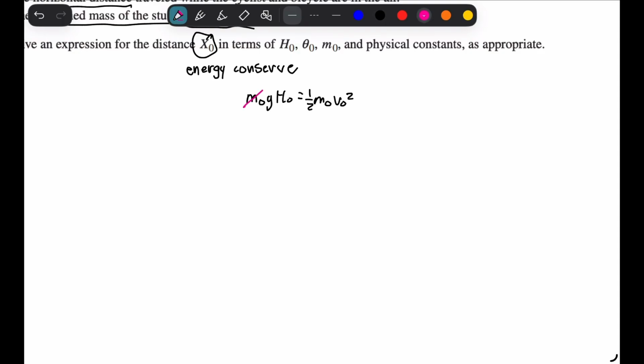You can cancel out your M initial from both sides. You have g, H initial is equal to 1/2 V initial squared. After this, you can multiply both sides by 2. You get 2 g H initial is equal to V initial squared. You take the square root of both sides, and you get V initial is equal to the square root of 2 g H initial.